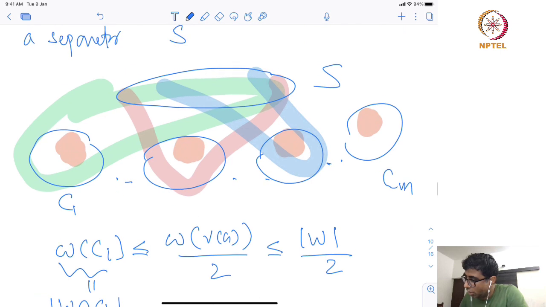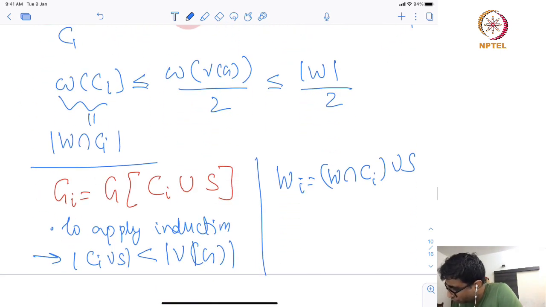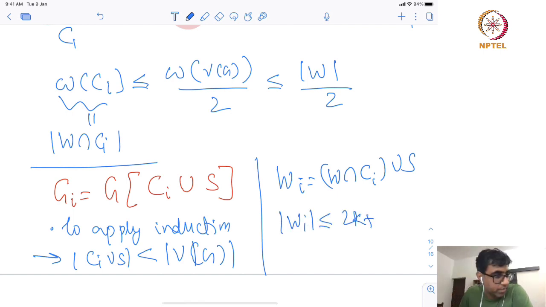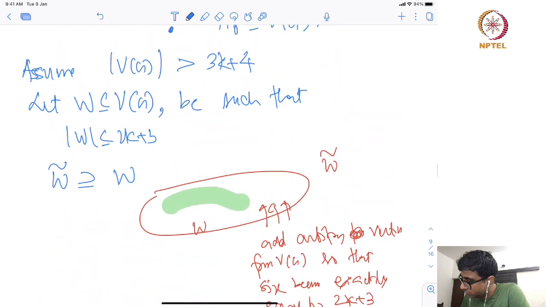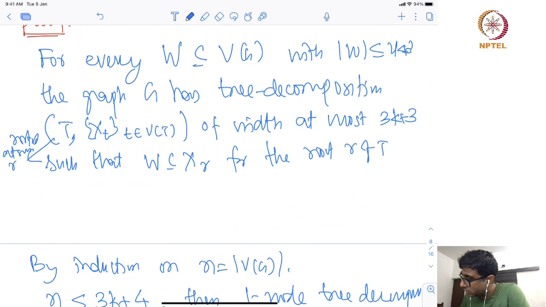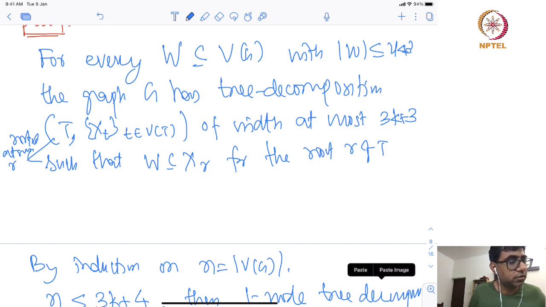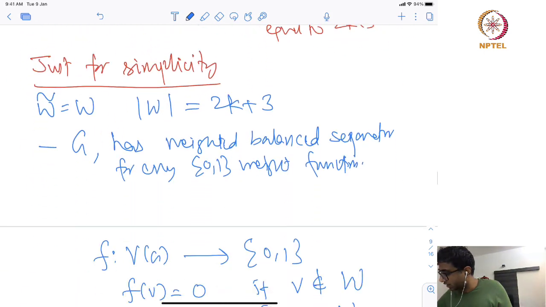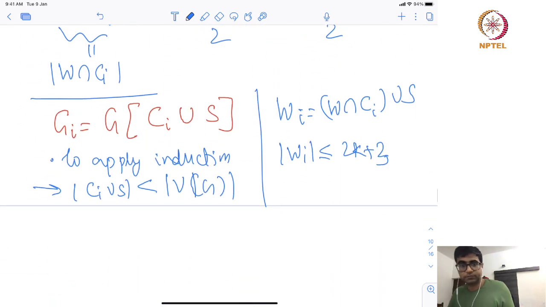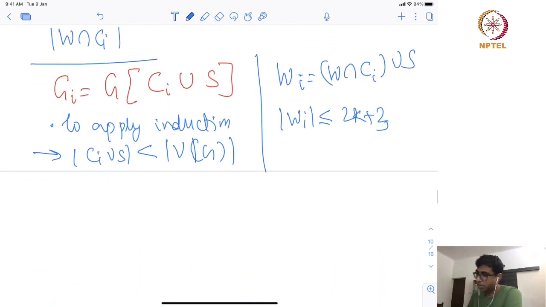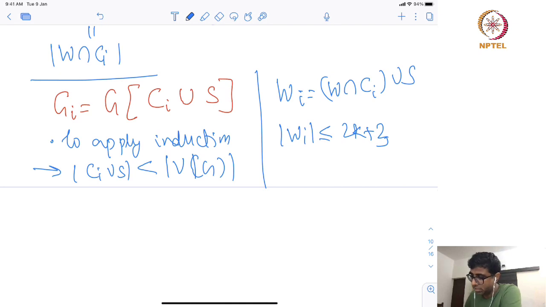So the intersection of the W which I started with and the set S. I also need to show, to apply induction, that the size of Wi is at most 2k plus 3, which is what we started with. So I need to show that this is at most 2k plus 3. Okay, so let's try to do each of these things.